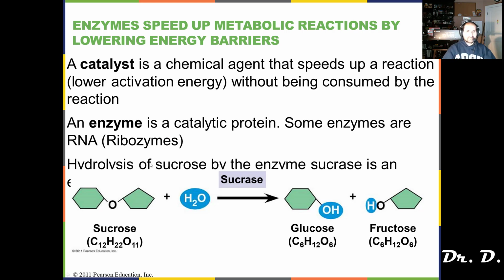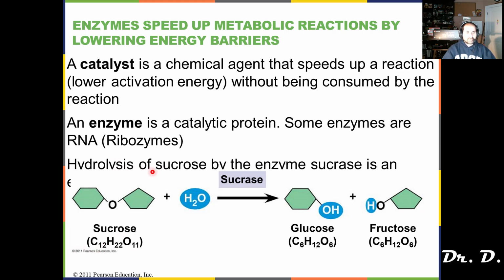Now, let's go on to an example. Enzymes usually end in the suffix -ase, A-S-E. So for example, sucrase is the enzyme that breaks down the substrate. The substrate is the thing the enzyme acts on and speeds up the reaction for. And the substrate for sucrase is sucrose, the disaccharide.